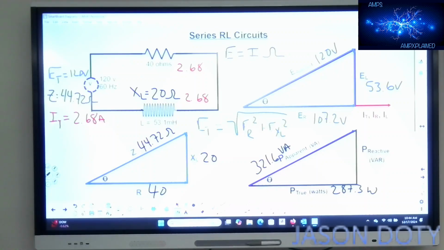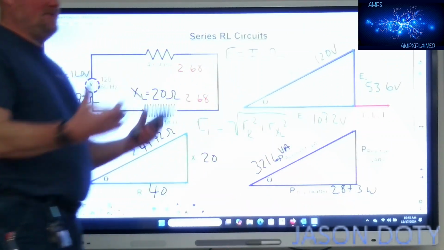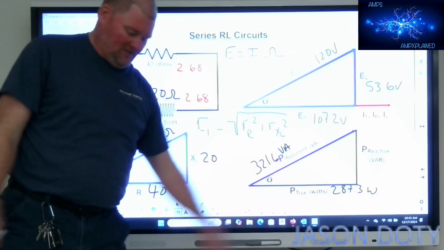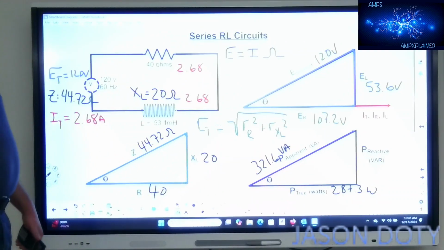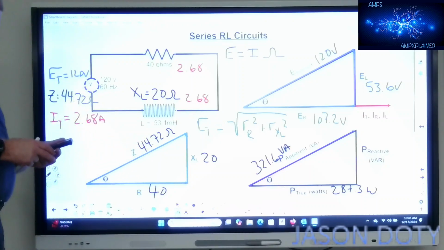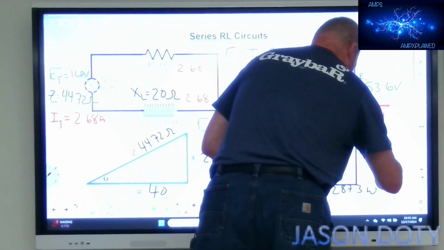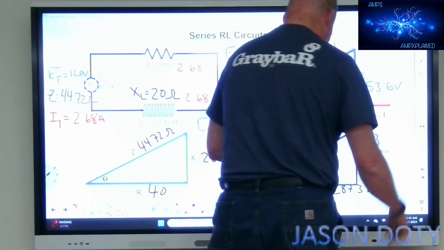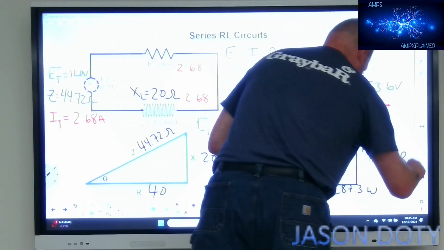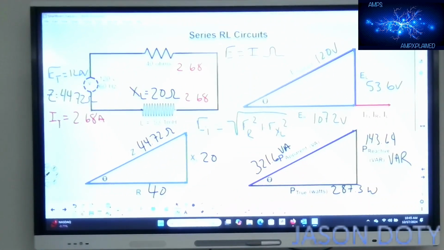So now we can figure out how much wasted power our volt amps in the reactive part of the circuit are VARs. 53.6 times our 2.68 amps, 143.64 volt amps reactive. That's our wasted power here.